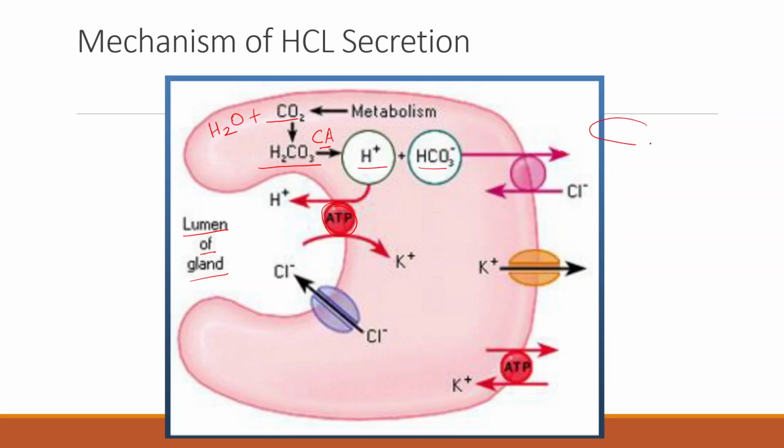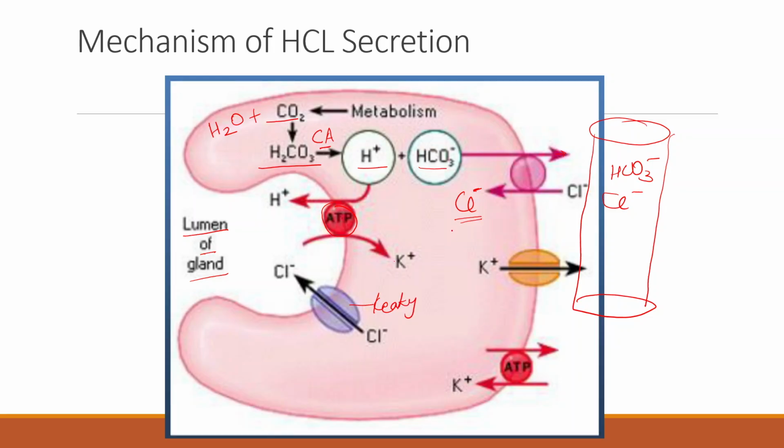So here we have a blood vessel present, right? This bicarbonate is thrown into the blood. In exchange, chloride from the blood is brought inside the stomach cell, the parietal cell. Now the chloride which enters the cell goes through these chloride channels, which are basically leaky channels. This chloride which enters the cell is going to exit the cell toward the lumen.